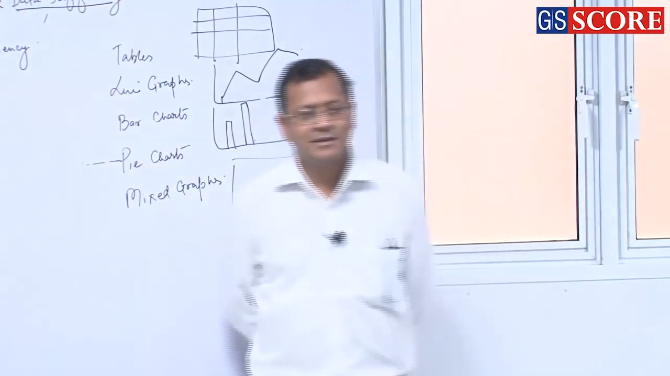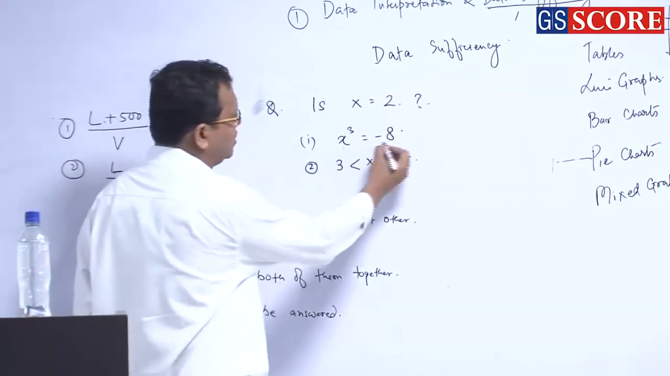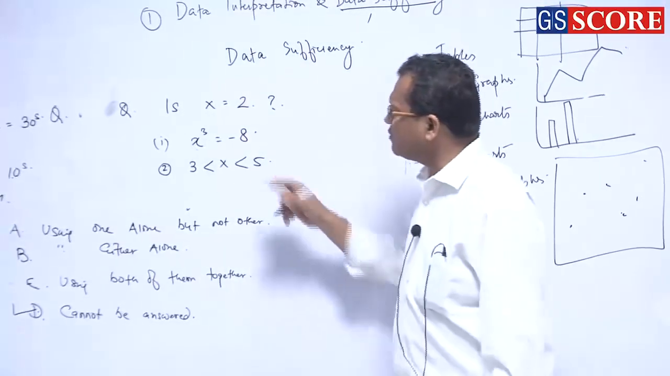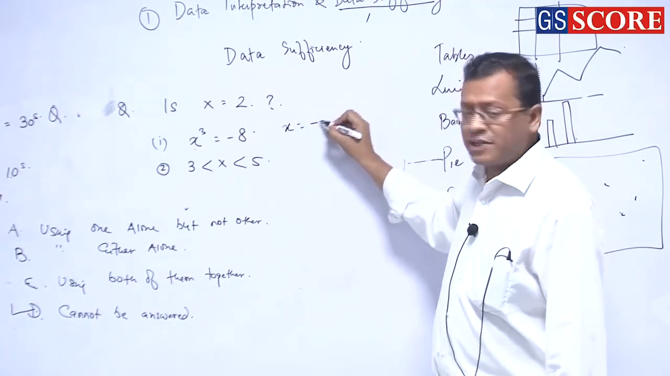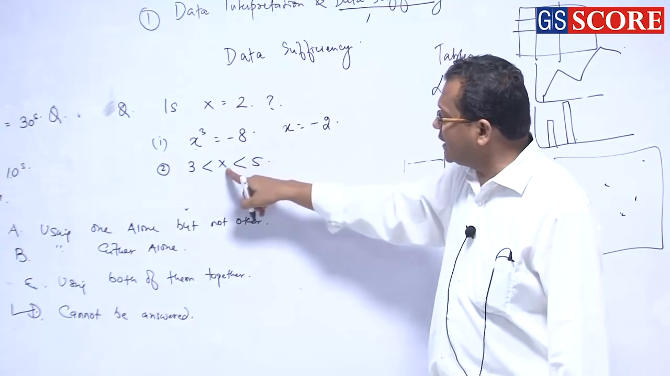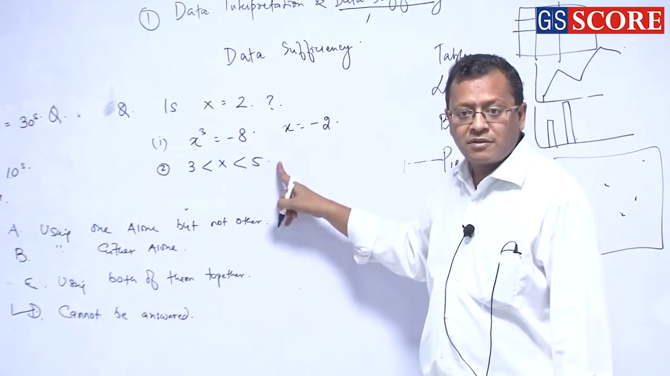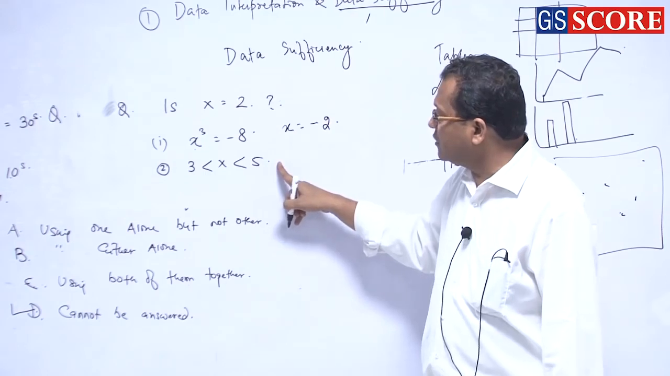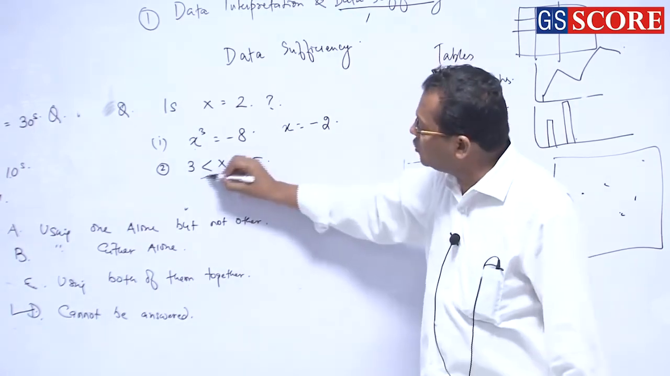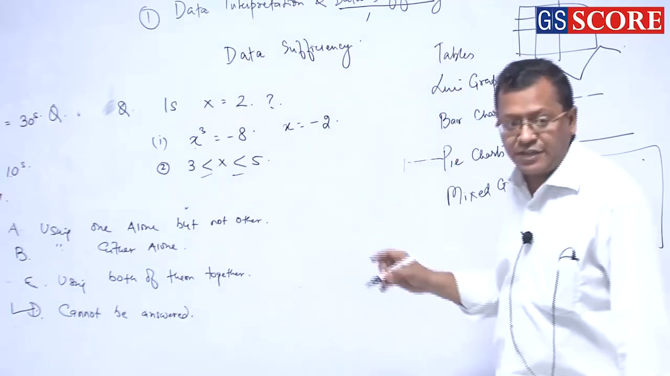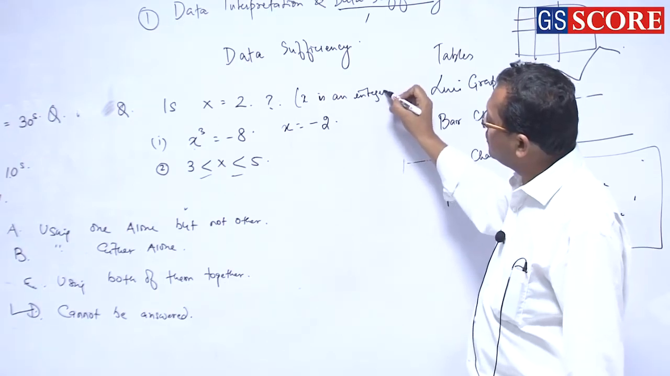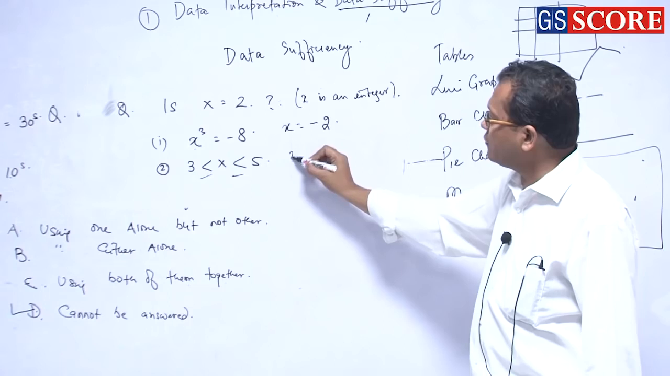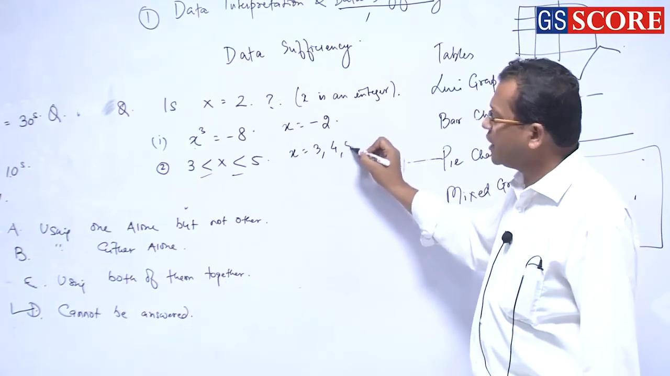Why? You don't have to take iota and all that. You take very simple. You say x cube is equal to minus 8. So x is equal to how much? Minus 2. And here x lies between 3 and 5. Right? So it lies between 3 and 5, even if I include 3 and 5, so we can say, and if x is an integer, I just make a small note here, x is an integer. So I say the values of x are 3, 4 and 5.